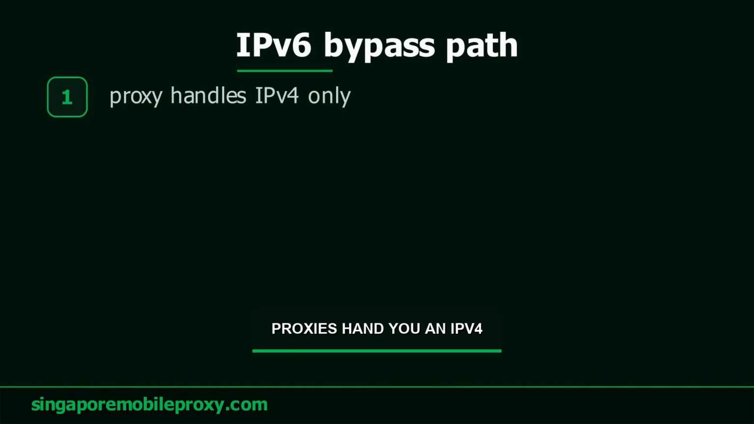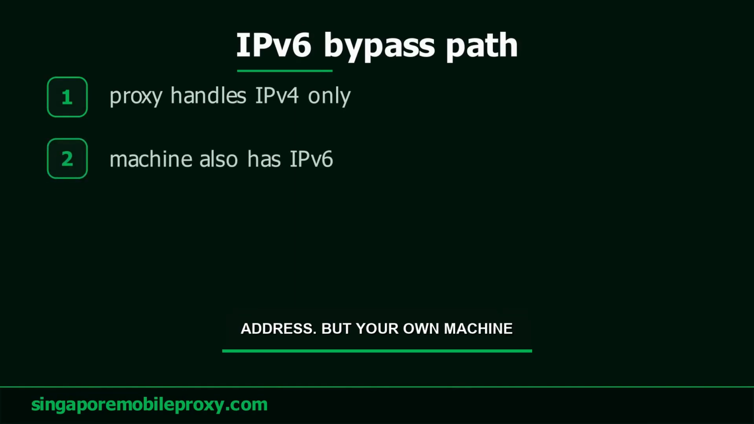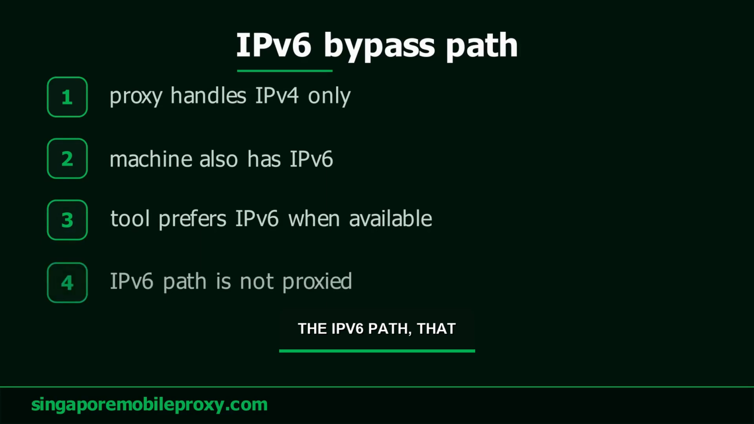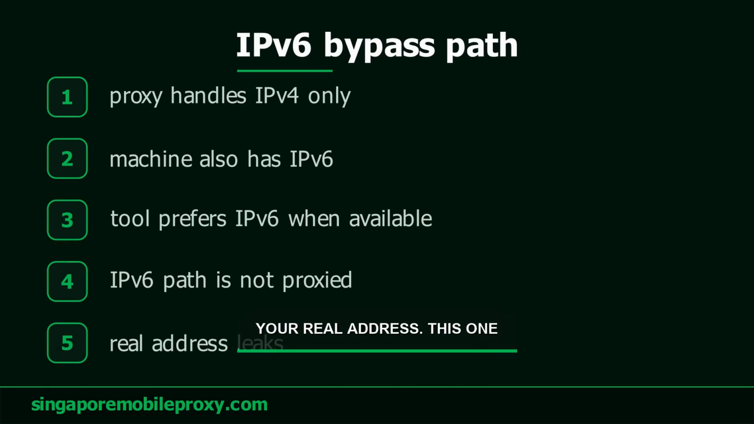Most mobile proxies hand you an IPv4 address, but your own machine and network may also have IPv6, and a lot of tools will quietly prefer IPv6 when it is available. So your tool reaches for the IPv6 path. That path was never proxied, and it sails straight around your IPv4-only proxy carrying your real address.